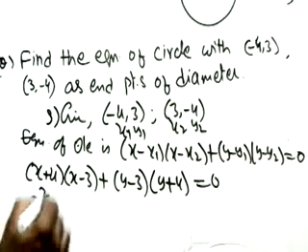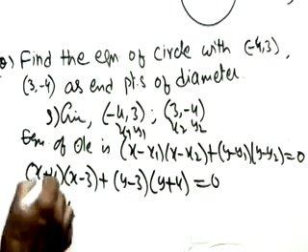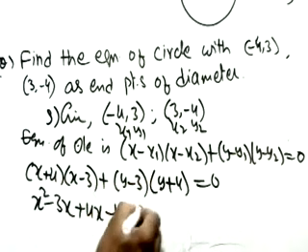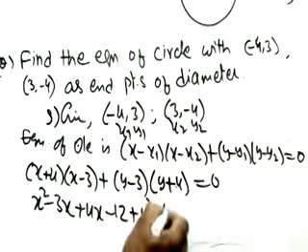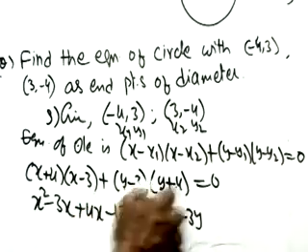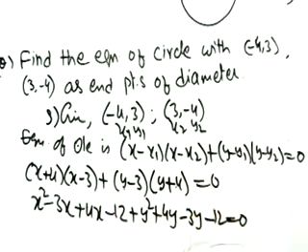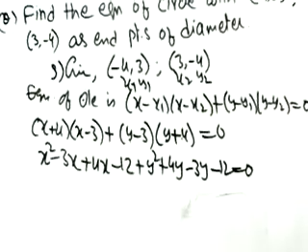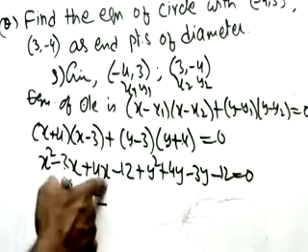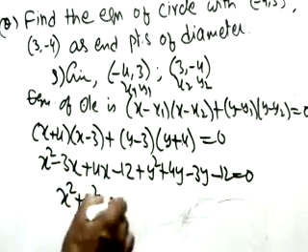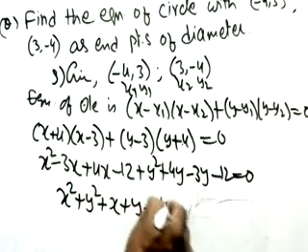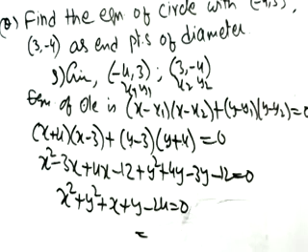Now let us solve this one. x into x is x square, x into minus 3 is minus 3x, 4 into x is 4x, 4 threes are 12, y into y is y square, y into 4 is 4y, minus into plus is minus 3y, minus into plus is minus 12, equals 0. Now let me write this in order: first x square, then y square, 4x minus 3x is plus x, 4y minus 3y is plus y, minus 12 minus 12 is minus 24, equals 0.